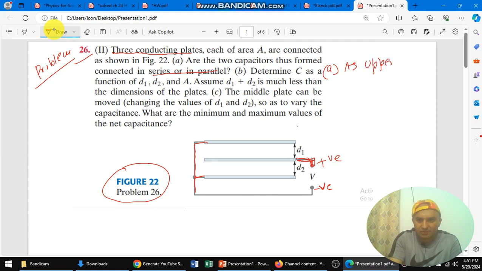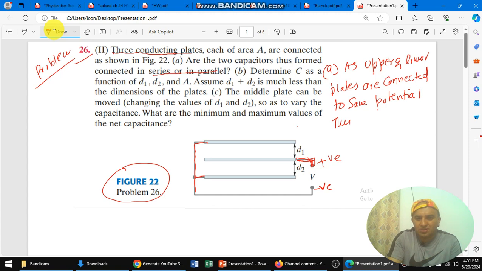Upper and lower plates are connected to the same potential, thus this is a parallel combination. This is parallel because we know that in parallel combinations the potential will be the same.